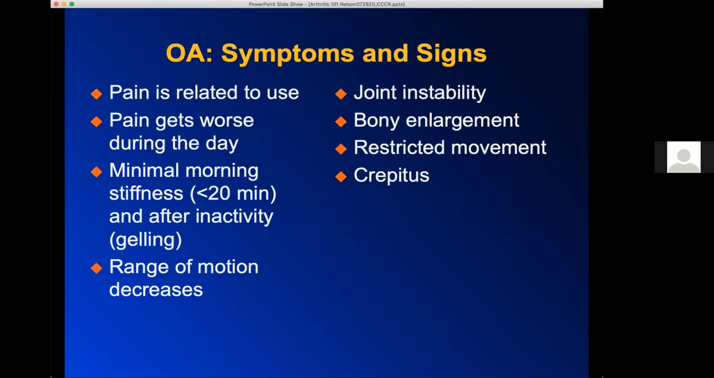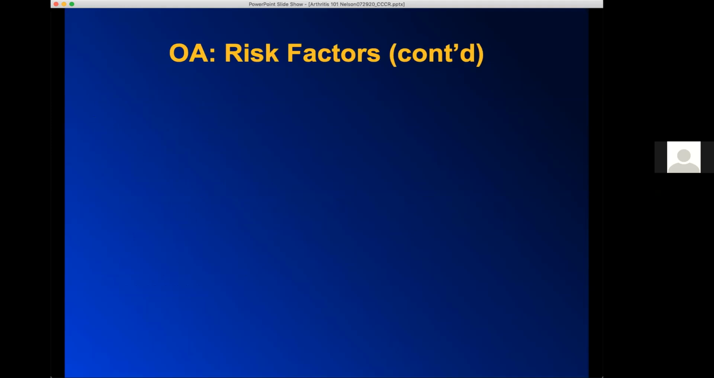restricted movement. Crepitus is that sort of popcorn crunchy sound you get when you go up and down stairs. Pretty much all of us if we're over 20. There's some swelling and instability that can come along with it.